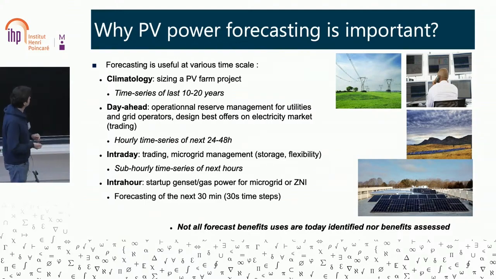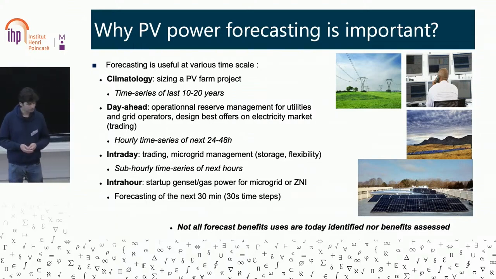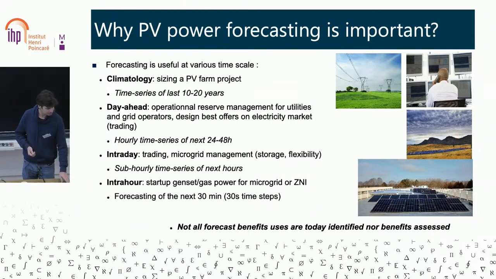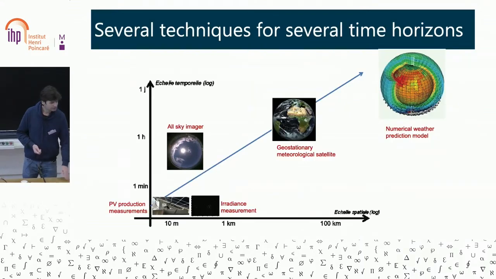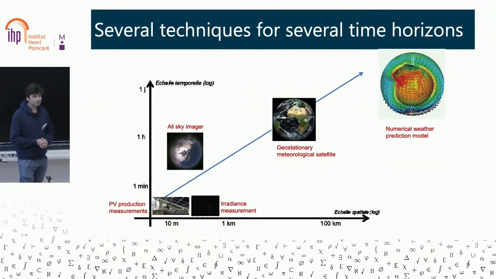I just conclude this slide by saying that not all forecast benefits used are today identified, nor the benefits assessed. Maybe we can meet new needs of forecast, and we can identify a new KPI on good or bad forecast. It depends on the new application which can come in the next years. So I defined the time horizon by the needs.